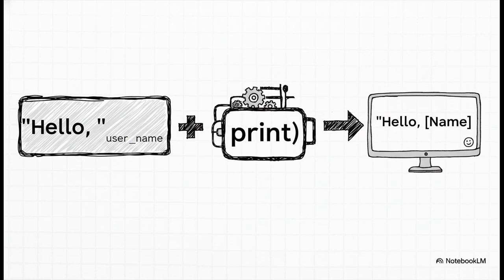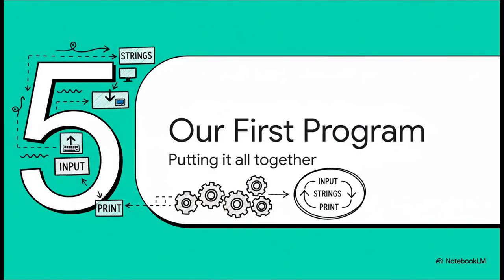And right here, this is where we connect all the dots. We are telling our program to print a combination of two things. First, our own handwritten string, hello, comma, and then, right after that, whatever text is currently being stored inside that username variable.